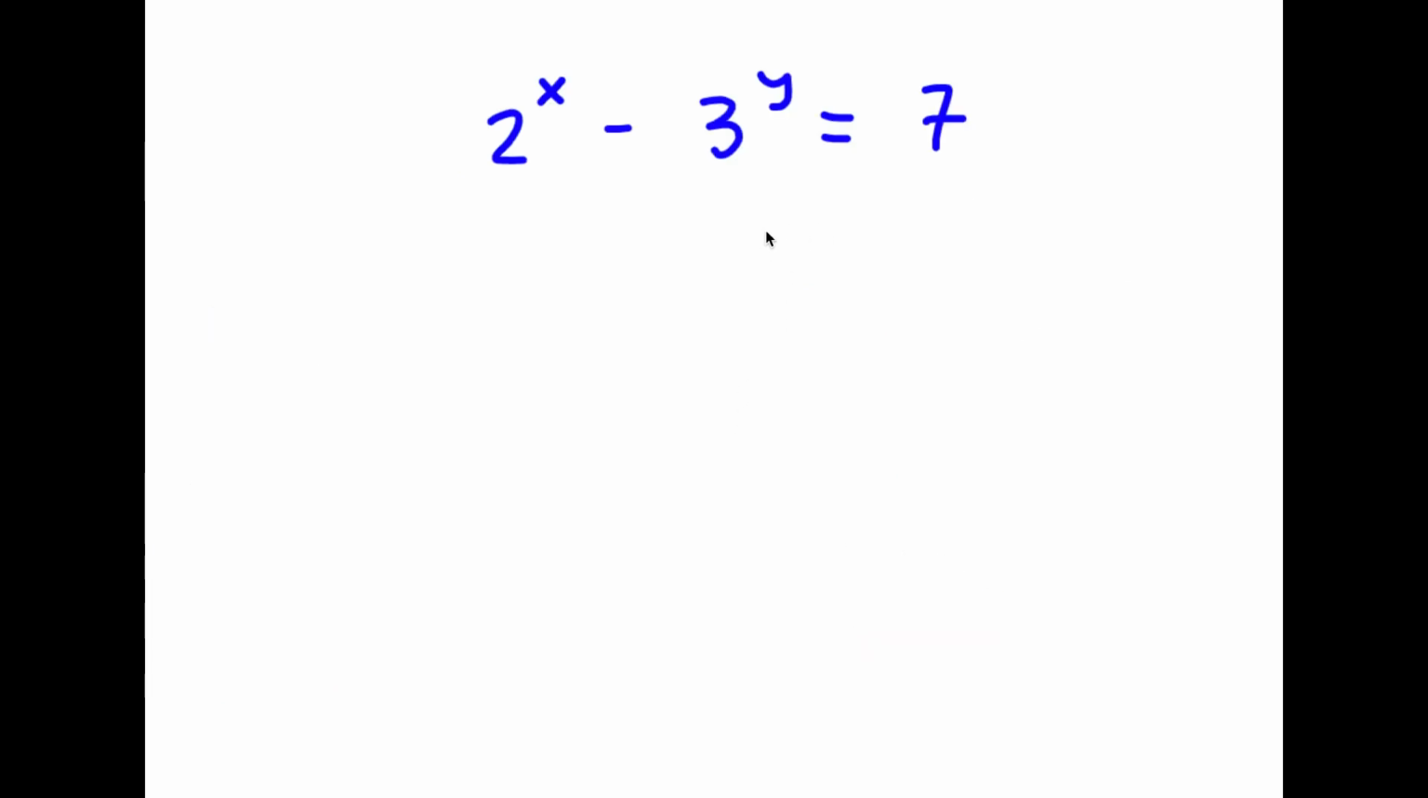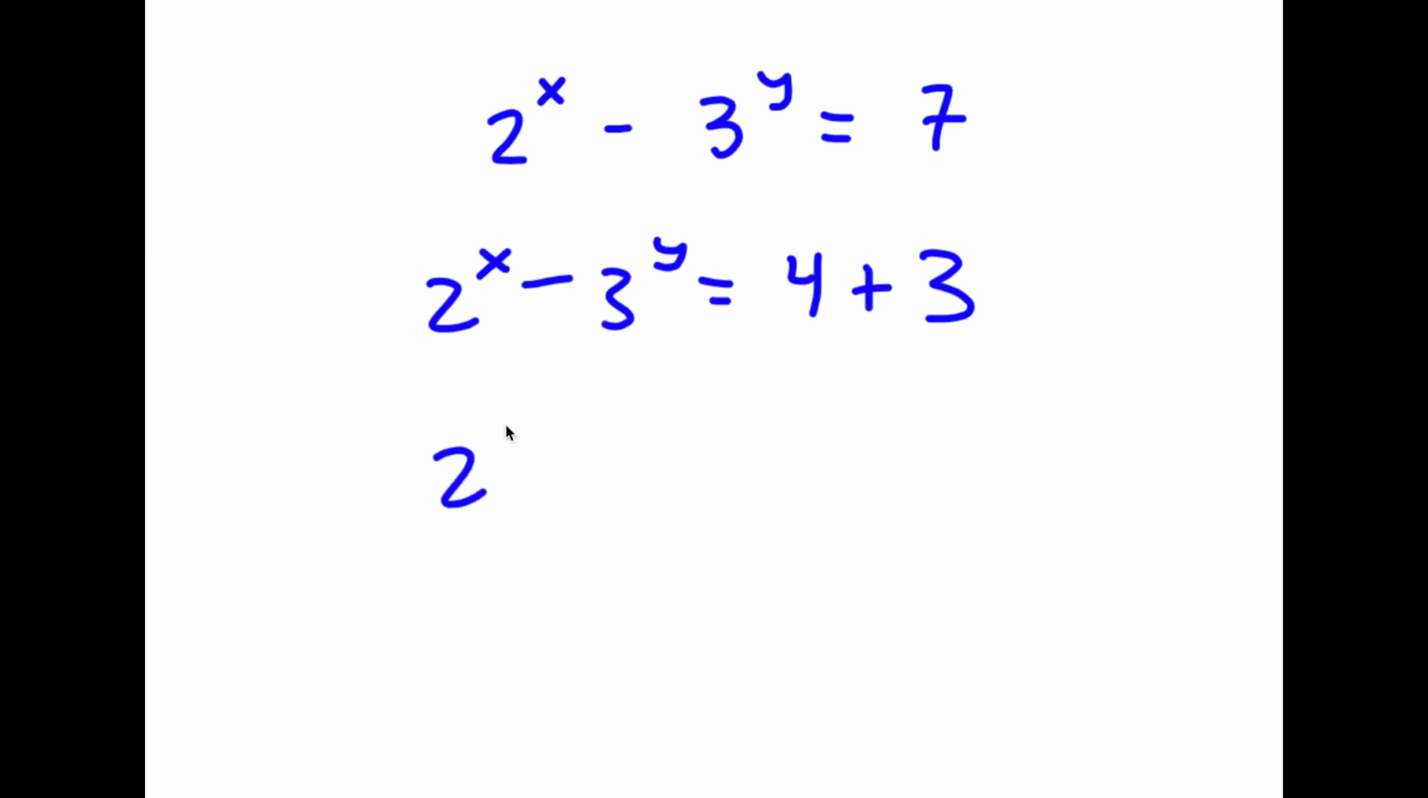Alright, so in this problem, I have 2 to the power of x minus 3 to the power of y is equal to 7. So I'm going to first start by rewriting 7 as 4 plus 3. So now I have 2 to the power of x minus 3 to the power of y is equal to 4 plus 3, and 4 is the same thing as 2 to the power of 2, 2 squared.